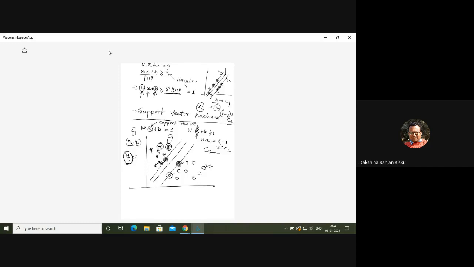Not all feature vectors change the position and orientation of the hyperplane, but there will be some feature vectors that impact the position and orientation of the hyperplane. The feature vectors which are found on the boundary of the hyperplane are called the support vectors. Why are they called support vectors? Because based on the support vectors, the position and orientation of the hyperplane will be decided.